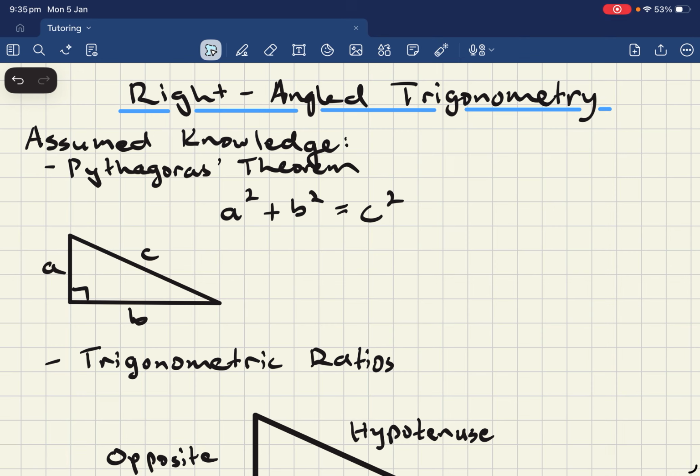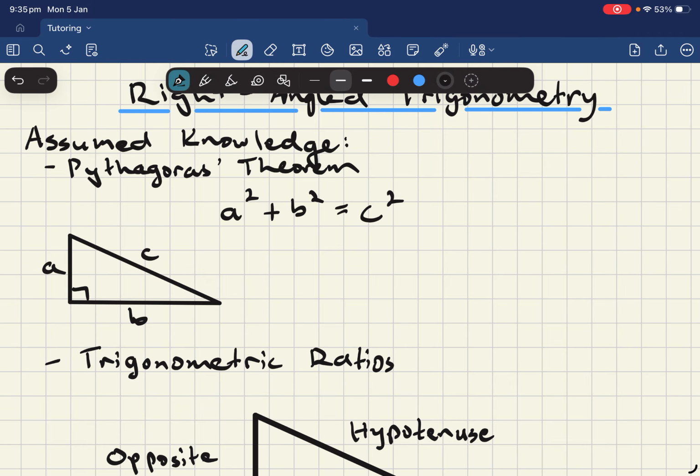So in this video, we're going to recap some of the assumed knowledge of right-angled trigonometry in preparation for the non-right-angled trigonometry course from the Year 12 Standard 2 syllabus. Now, we're going to be talking about two particular things here. One of them I have at the top.